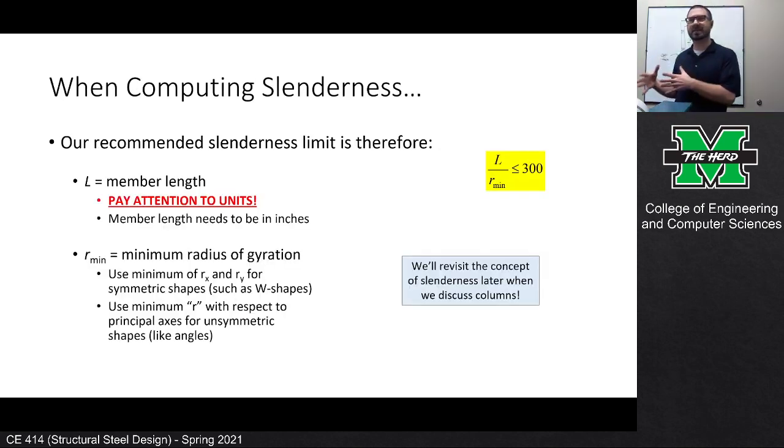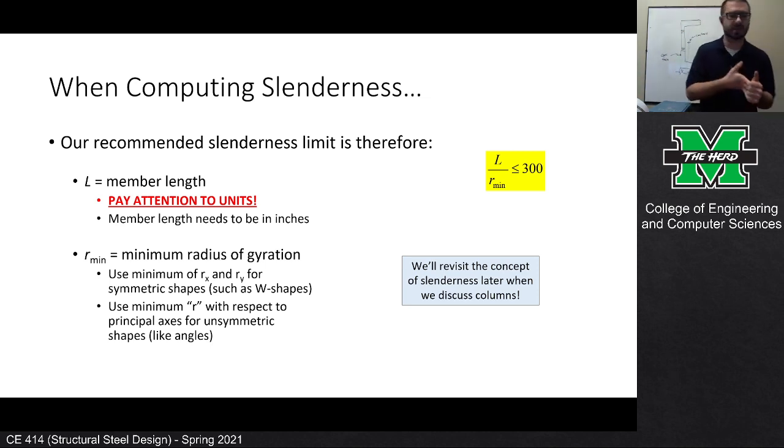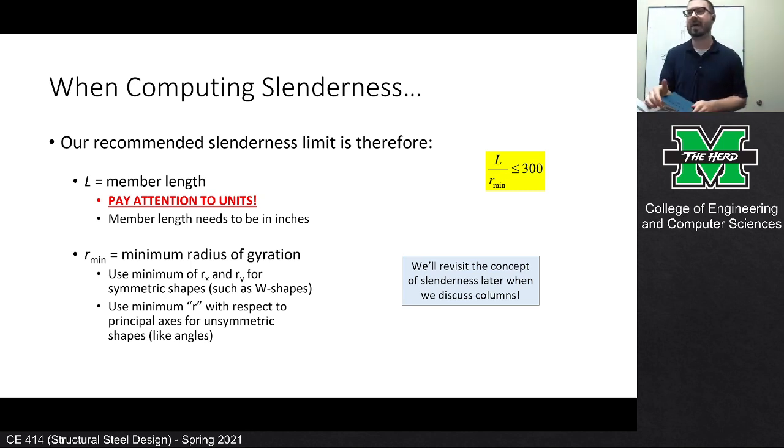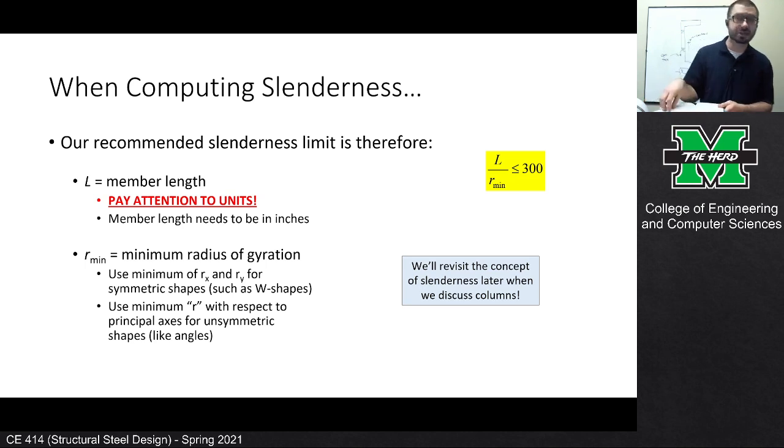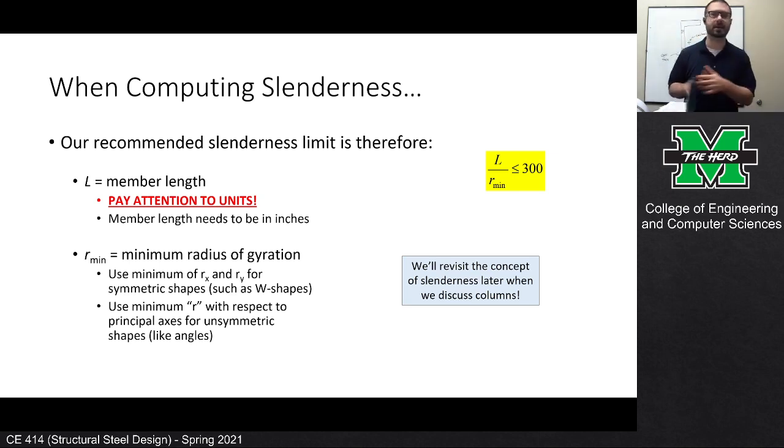So when we compute slenderness, the limit we're going to utilize is that L over r has to be less than or equal to 300. The thing to keep in mind is if you pull the r values from the manual, radii of gyration are listed in inches, but when we're talking about the length of a member, we tend to express it in feet. So we need to convert the member length to inches so that the L over r term is unitless. That's an easy thing to mess up.